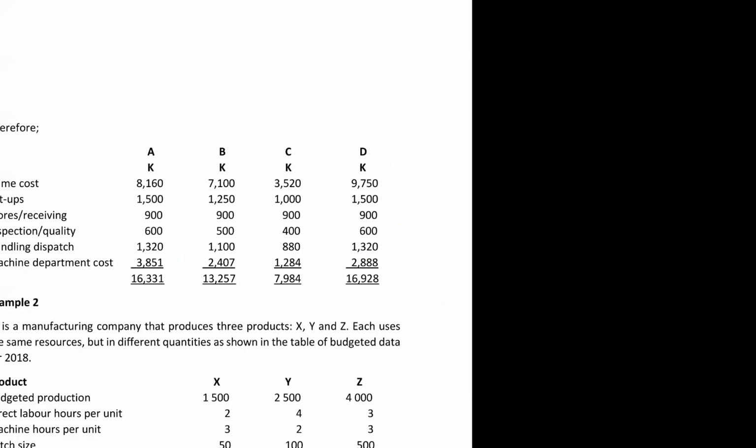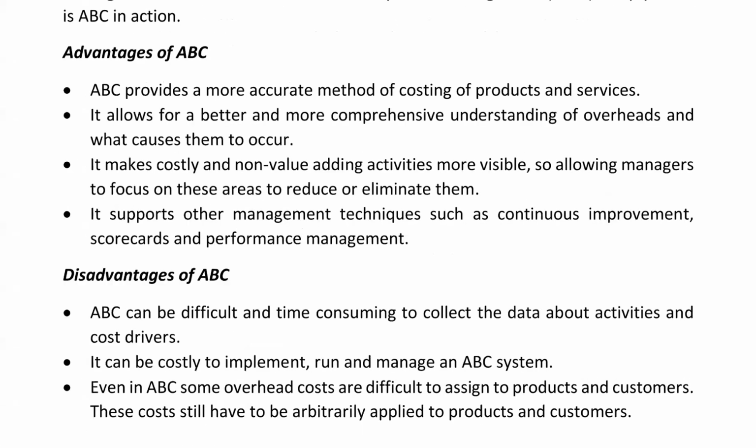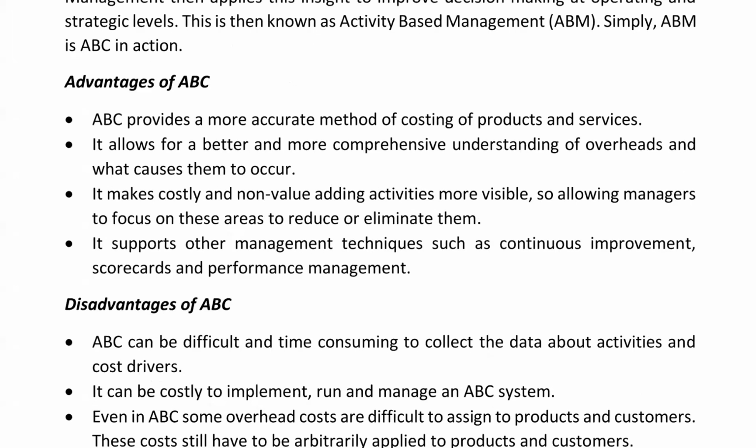So now, maybe the question that we should ask ourselves is, what are some of the weaknesses or the advantages of ABC costing? The good part: activity-based costing provides a more accurate method of costing products and services, as we have just seen. Another advantage is that it allows for a better and more comprehensive understanding of overheads and what causes those overheads. It makes costly and non-value adding activities more visible, allowing managers to focus on these areas to reduce and eliminate them.